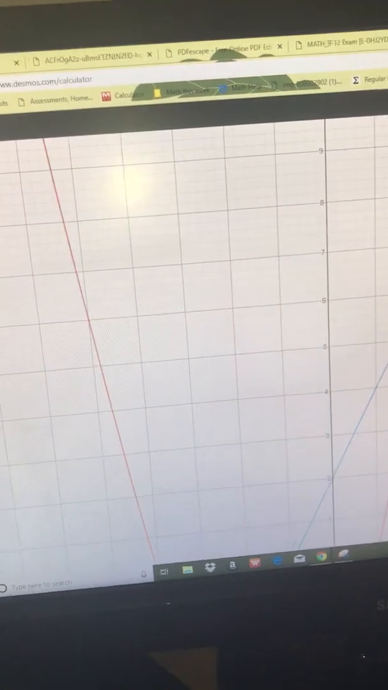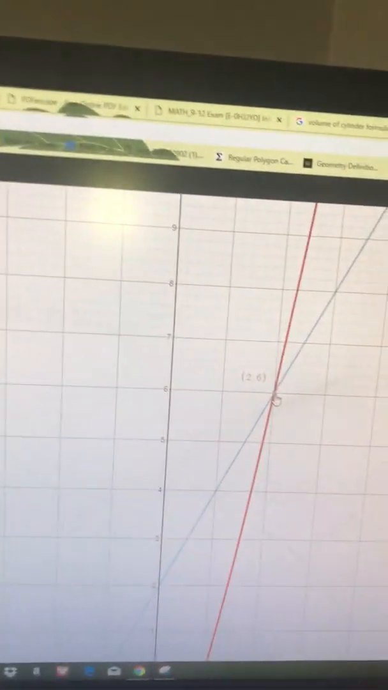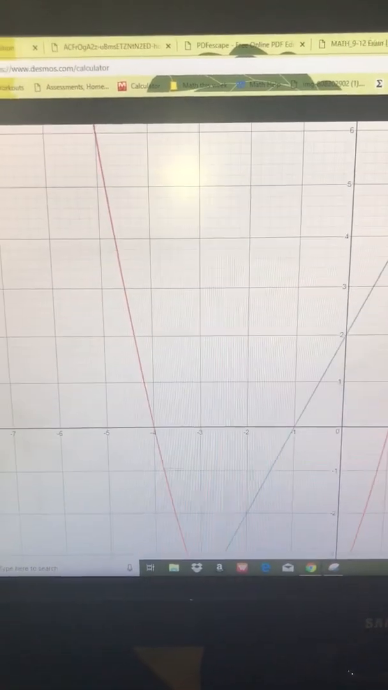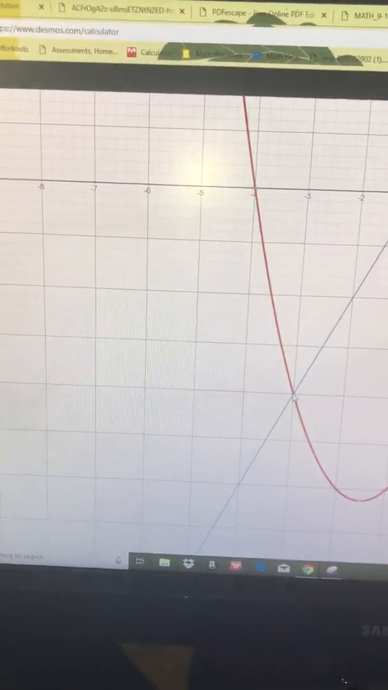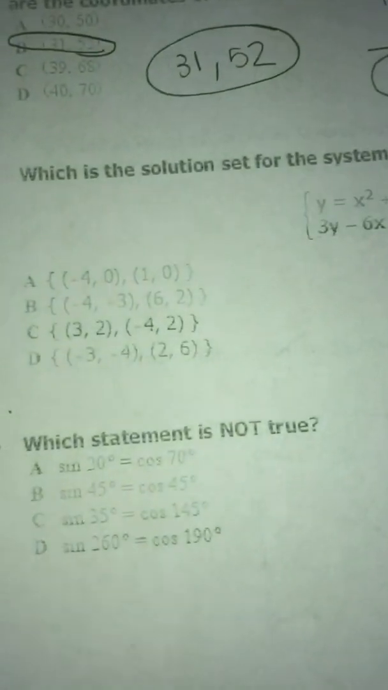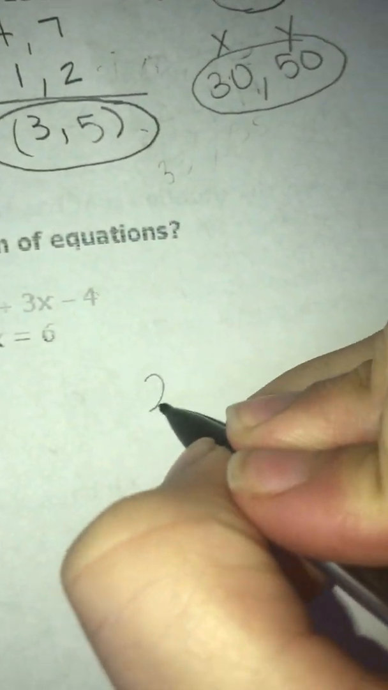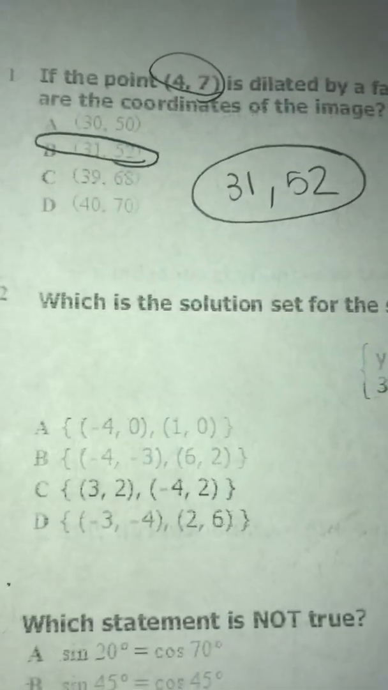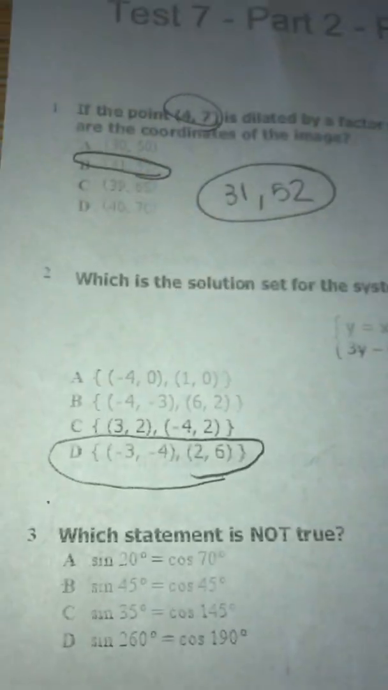So we'll come over here. We see that this right here is (2, 6). And then if we keep going down this way, we see that it crosses at (-3, -4). So we come back over here and we look at our options. Remember we said (2, 6) and (-3, -4). Okay, so we go over here. We see that D has those coordinates listed, (-3, -4) and (2, 6).